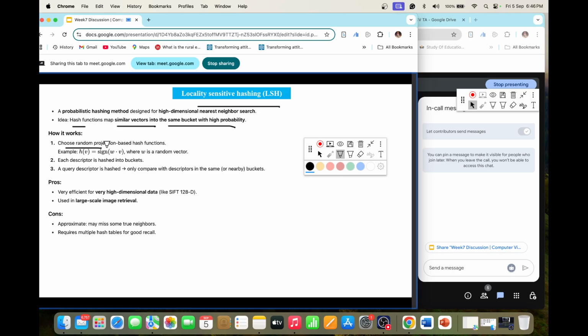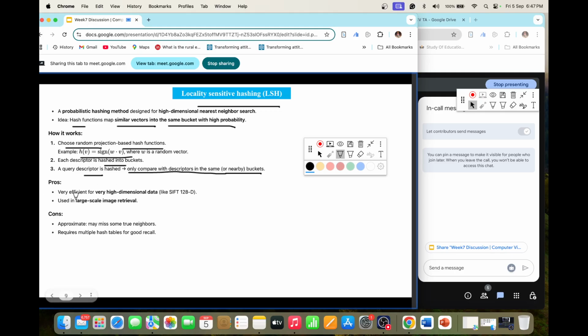So how does it work? Choose a random projection vector; the hash function is given by this formula. Each descriptor is hashed into buckets. A query descriptor is hashed, and it is only compared with descriptors in the same bucket. So basically it categorizes these descriptors into buckets, and whenever you ask with a query descriptor, it will only look at the designated bucket, not all the buckets. By that we save our time and computational complexity.